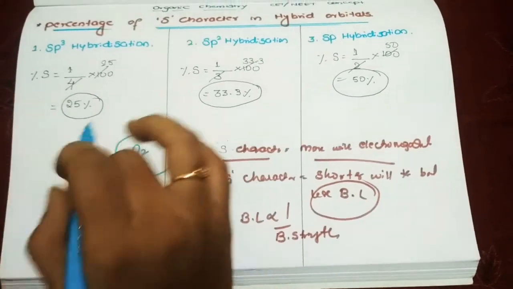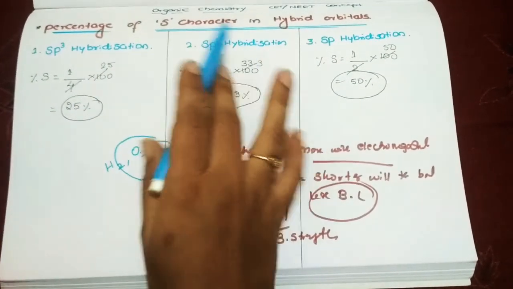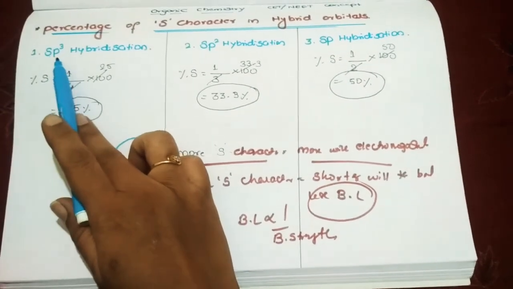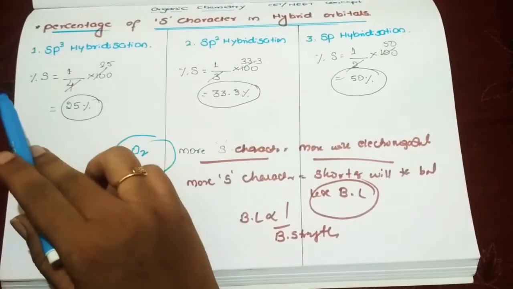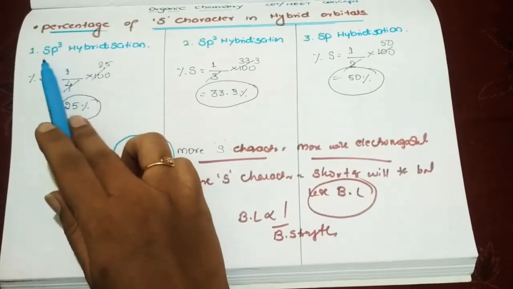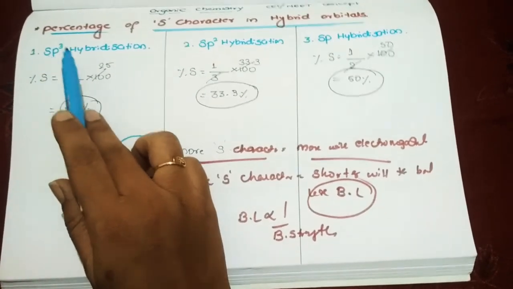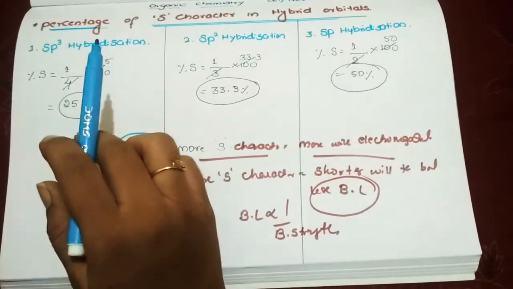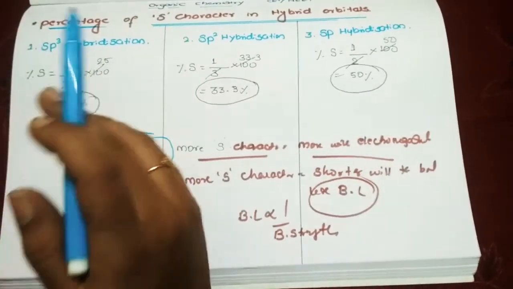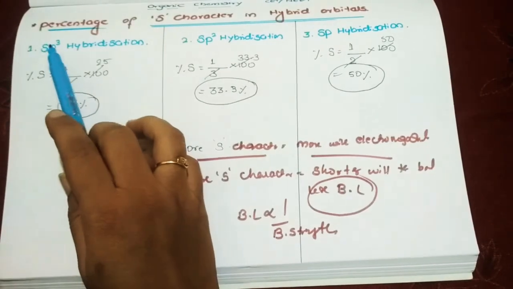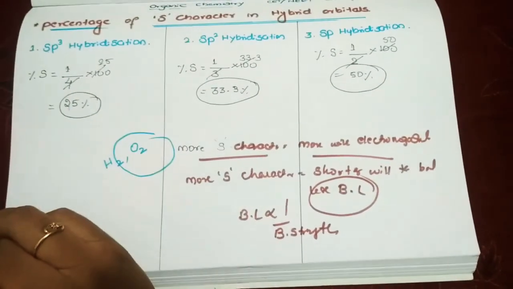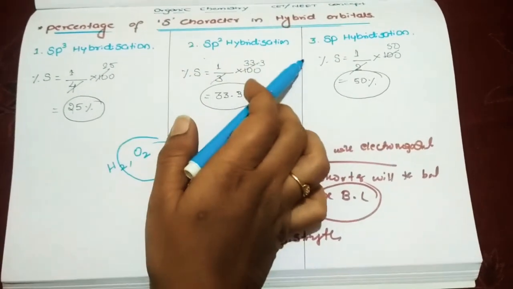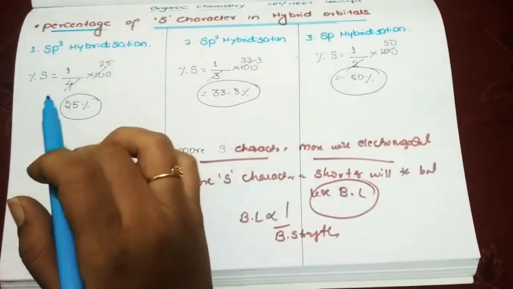Here, the percentage of S character means, when I say sp3 hybridization, you could see we have an S orbital and we have p orbitals. Both orbitals are contributing to give sp3 hybridization. So what is the percentage contribution from the S orbital and from the p orbital, that we need to concentrate on. Similarly, when I say sp2, the same concept is applied, and even for sp hybridization.